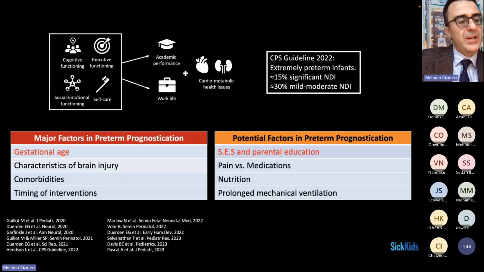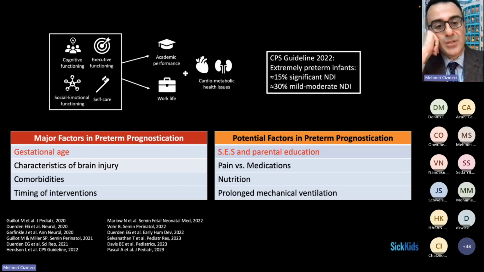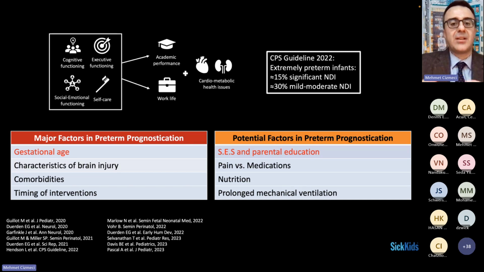And for preterm brain injury prognosticators, there are some very similar to term injury. There's lots of research, and all this research tells us that especially the very preterm population, and particularly the extremely preterm infants, are at high risk of developing neurodevelopmental impairments. And a great majority of these neurodevelopmental impairments may persist into childhood and school age, and also into adulthood, to affect academic performance and their work life.